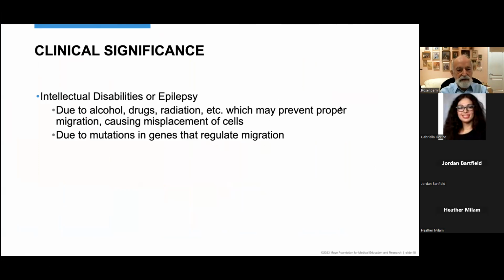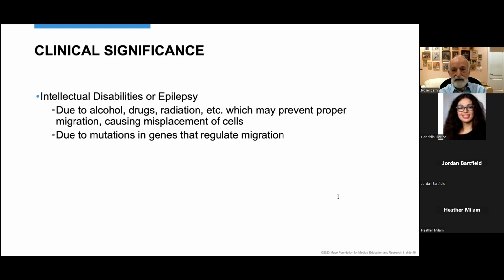Clinical significance are intellectual disabilities or epilepsy. If migration is affected negatively in some way, due to alcohol, drugs, radiation, which may prevent proper migration and cause misplacement of cells, and also due to mutations in genes that regulate cell migration, like sonic hedgehog was one example.